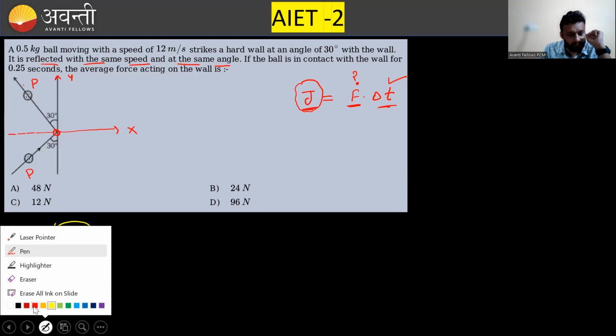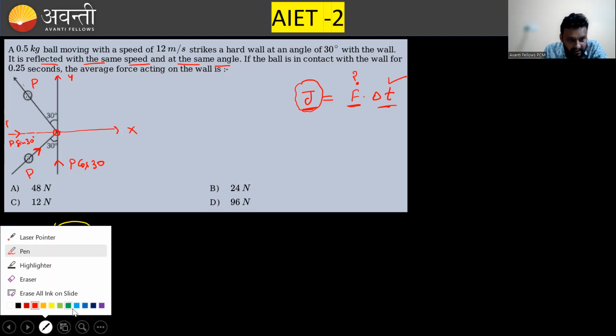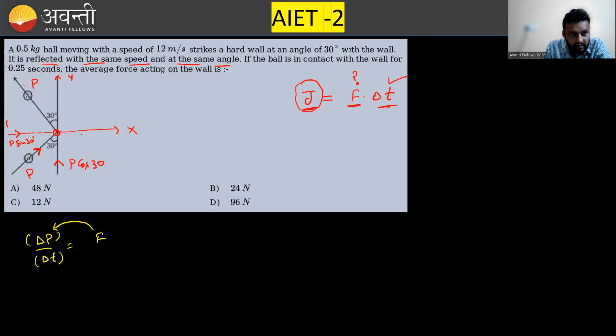Okay. Coming back to the question. Let's suppose this is initial momentum. If you can draw the components, this component will be P cos 30 and this component will be, I'm writing it here, P sin 30. This is the initial momentum. These are the initial momentum with the red color. Now I will change the color of the pen.